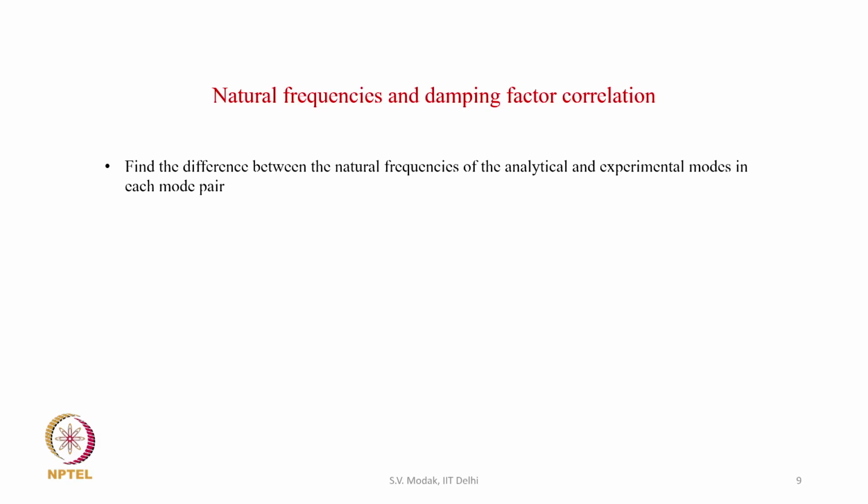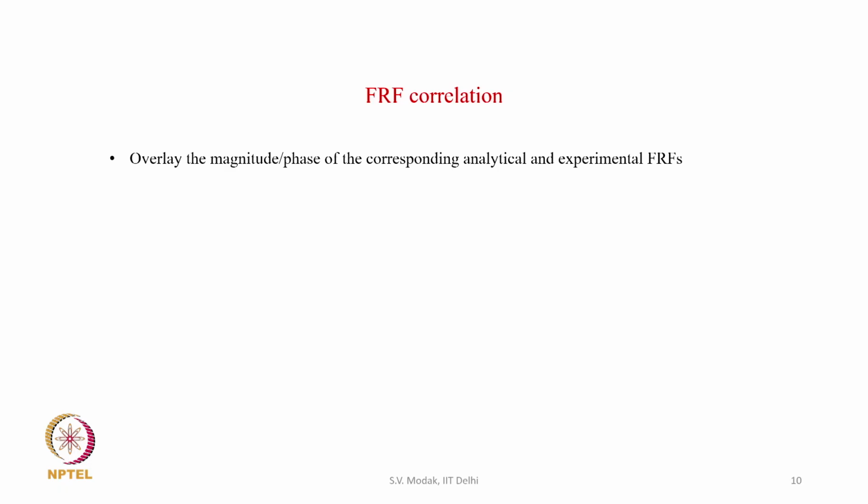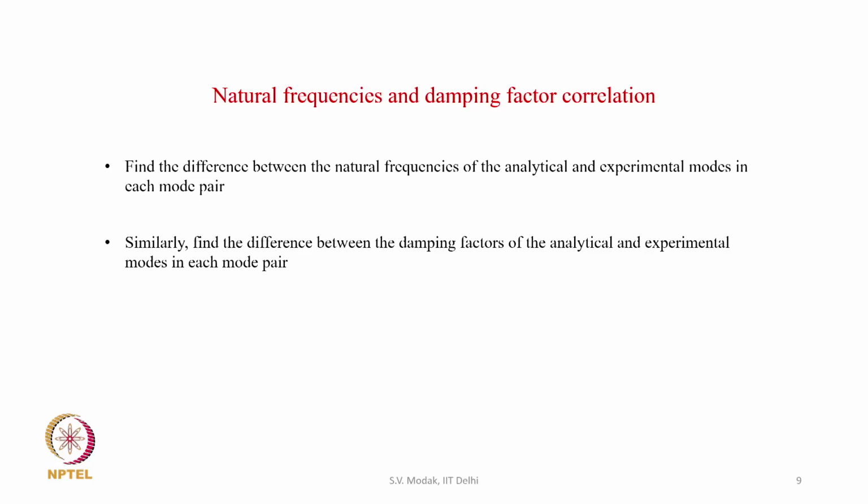So, now we can find the difference between the natural frequencies of the analytical and experimental modes in each mode pair. We can determine the percentage error in the natural frequency predicted by the FE model, right. So, maybe we can take the difference of the FE model natural frequency and the experimental natural frequency and divide it by the experimental natural frequency, multiplied by 100, giving us the percentage error in the prediction made by the FE model, right. Similarly, we can find the difference between the damping factors of the analytical and experimental modes in each mode pair and determine the percentage error in the predictions of modal damping factors based on the FE model.